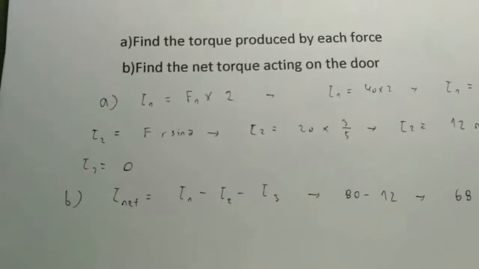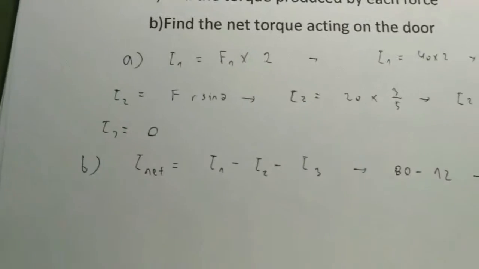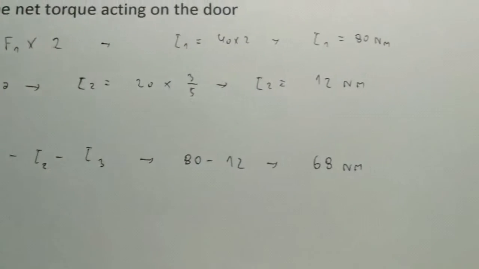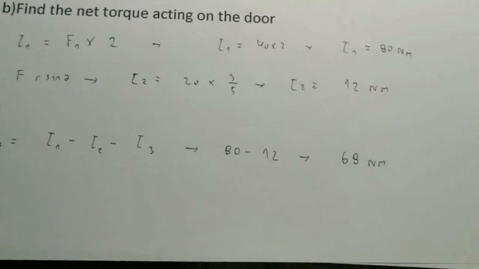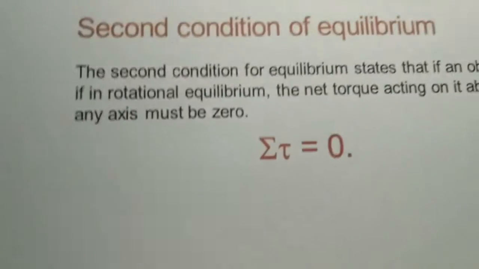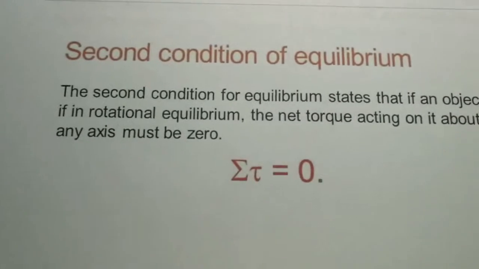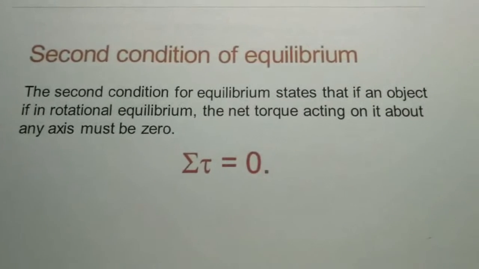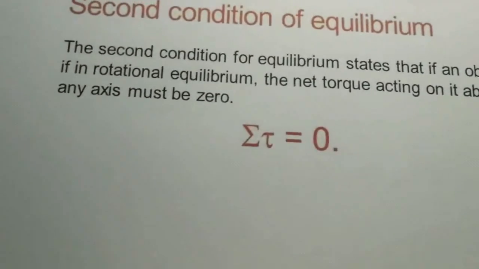B. Find the net torque acting on the door. So net torque equal to torque 1 minus torque 2, then minus torque 3. So 80 minus 12. So net torque is 68 Newton meter. Second condition of equilibrium. The second condition for equilibrium states that if an object is in rotational equilibrium, the net torque acting on it about any axis must be 0. Sigma torque equal to 0.